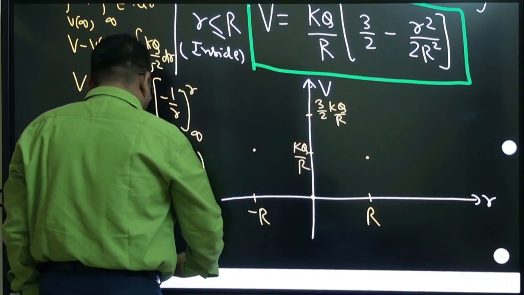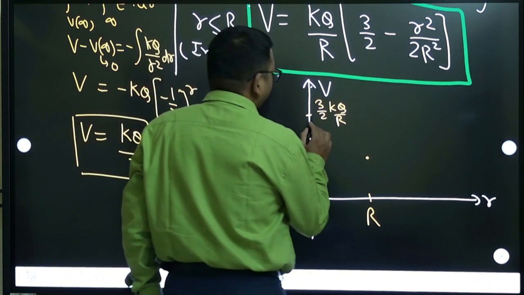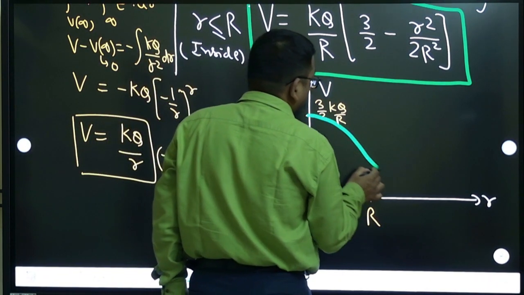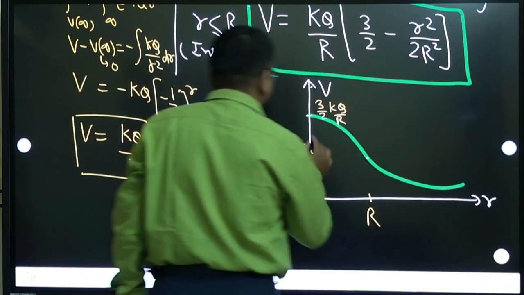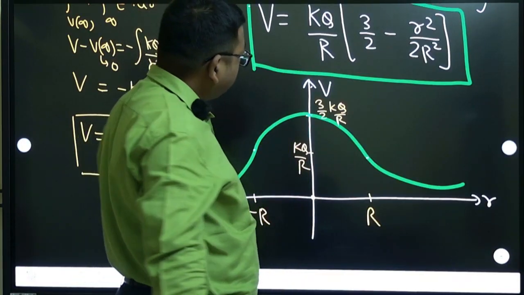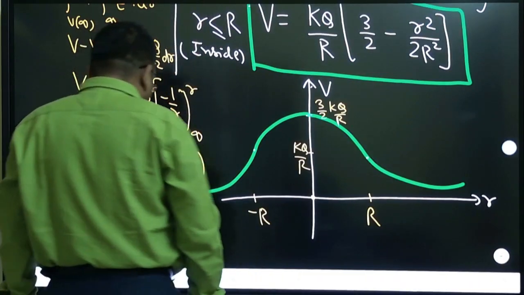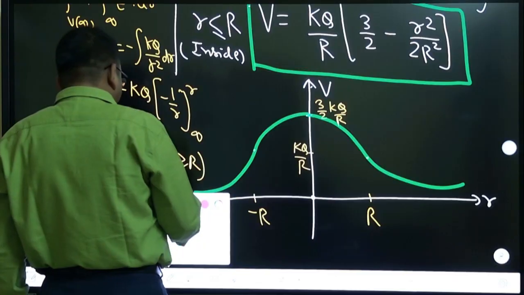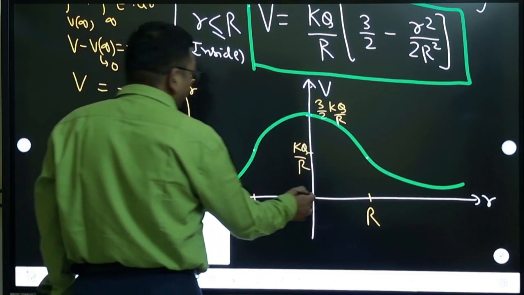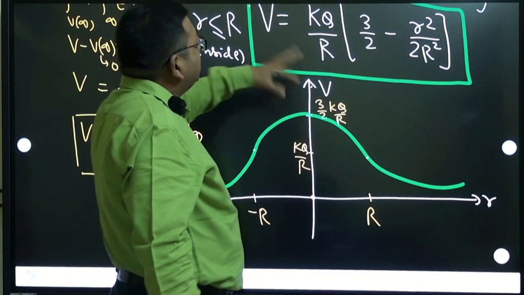So the graph will look like this, here also like this. Okay, this is the graph of potential. And also note that, what is the differentiation. Try to calculate the differentiation of this.